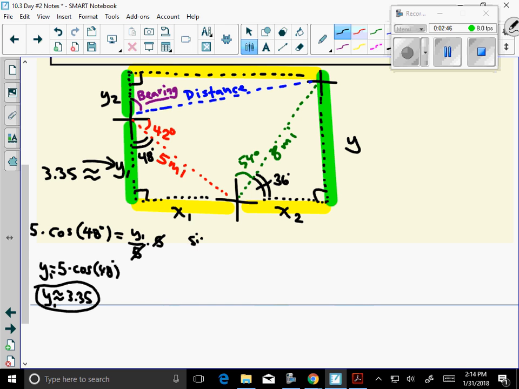Okay, let's find x1. So the sine of 48 equals x over 5. So multiplying both sides by 5, I get, no, I made that mistake last hour. What's 36 plus 54? 90. Yes, that jacked the whole thing up. That's why I'm doing this now. So 5 times the sine of 48 is 3.72. So x is approximately 3.72, and that's x1.